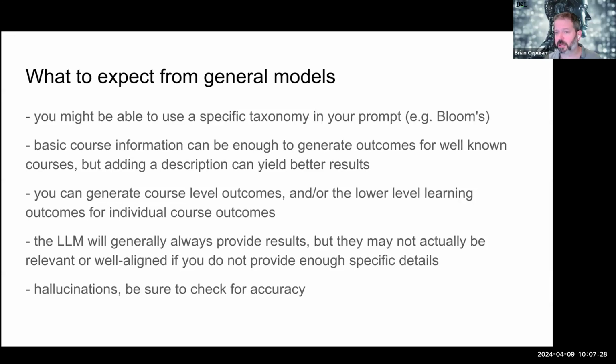As a bare minimum, you can get away with just using basic course information, like just a course name, if it's a well-known course. If you have a description, say from a course catalog, or a description that you like to use for a course, that certainly can help yield better results. You can use those large language models to generate the high level course level outcomes, or you can tailor it to more fine grained learning outcomes that might comprise that larger course level outcome.